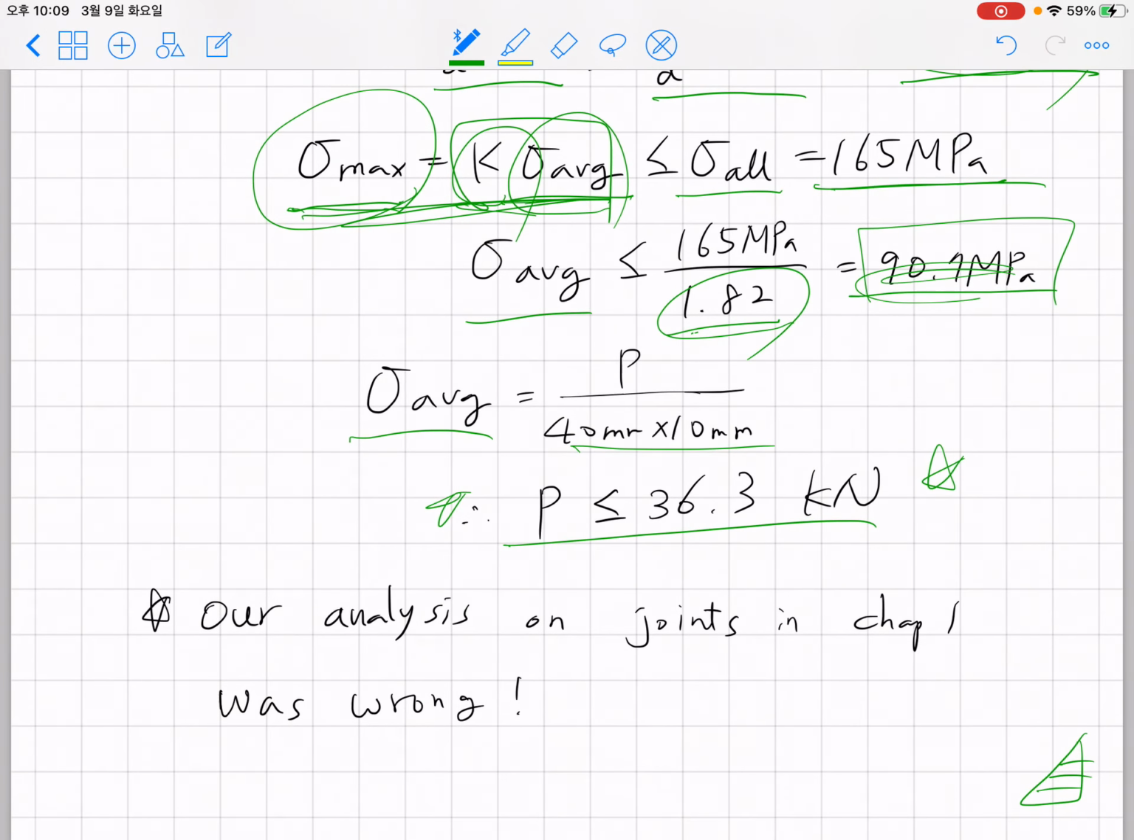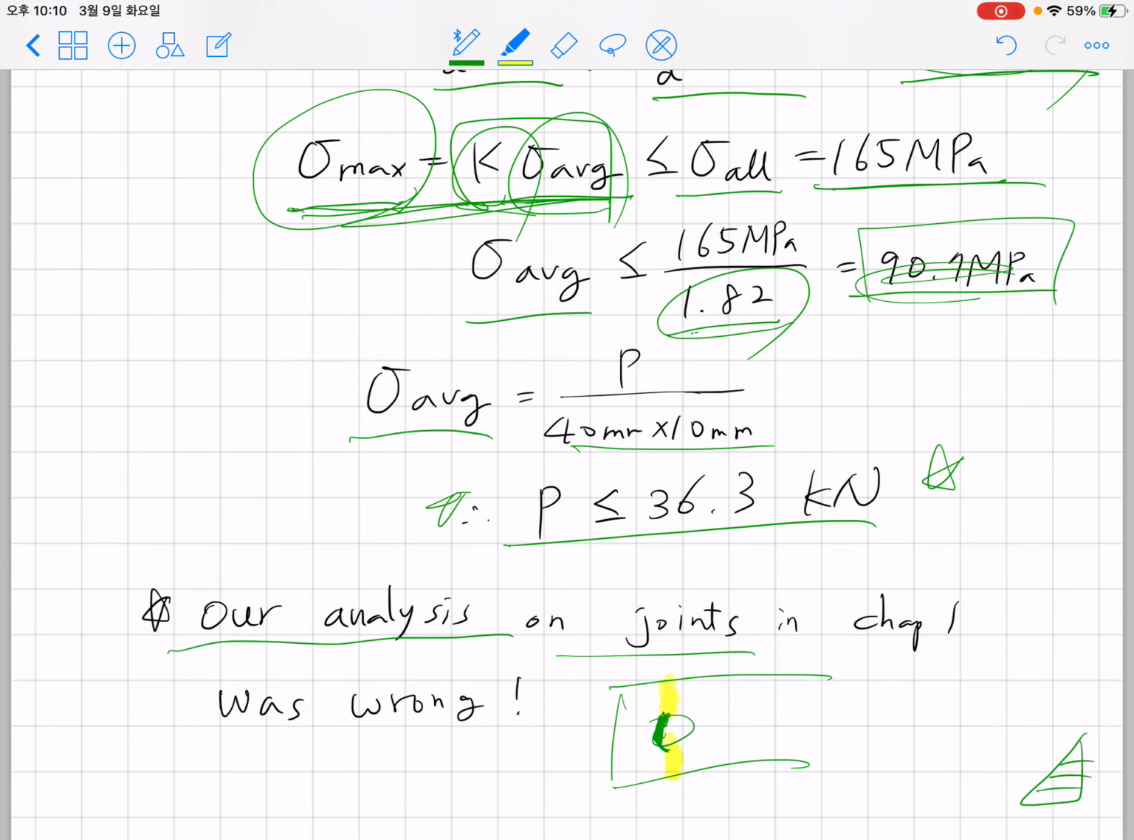And the implication is that our analysis of joints in chapter 1 was wrong, right? When we considered rod BC, which is under a tension force acting here, and we worried about the safety of here, we compared the stress at these points and the allowable stress, but at that time we didn't consider the stress concentration factor. So our analysis was completely wrong when designing the joint, and after learning this new knowledge, the stress concentration factor, we are now learning new things, right?